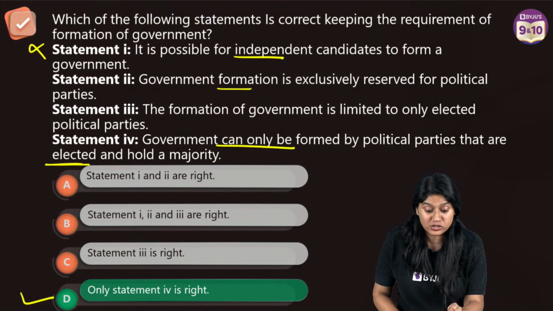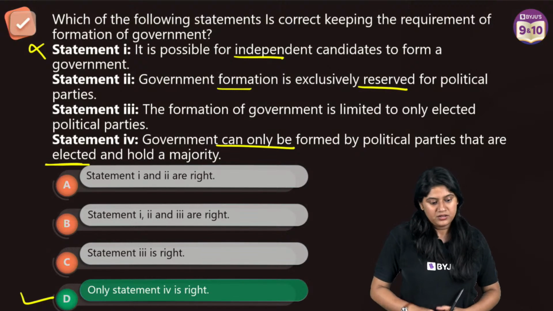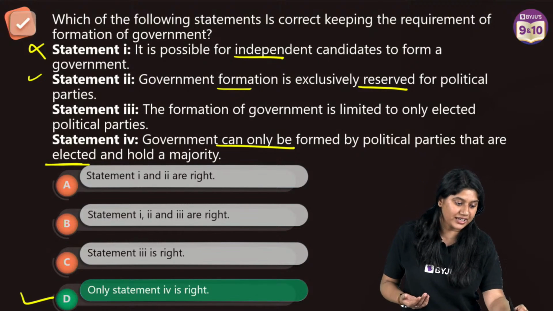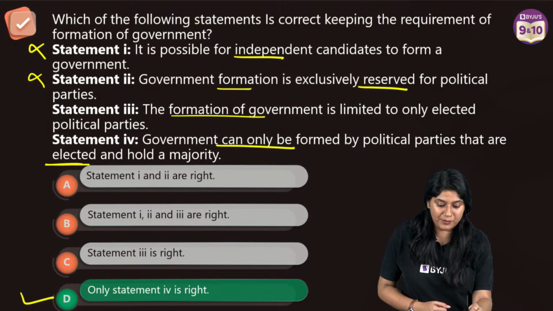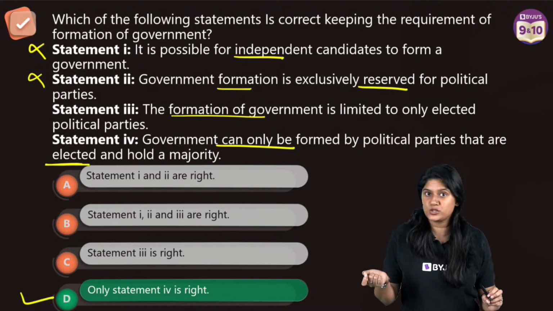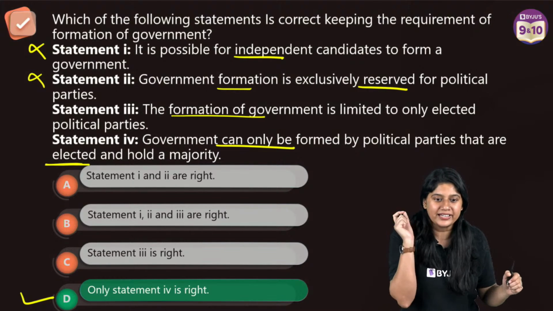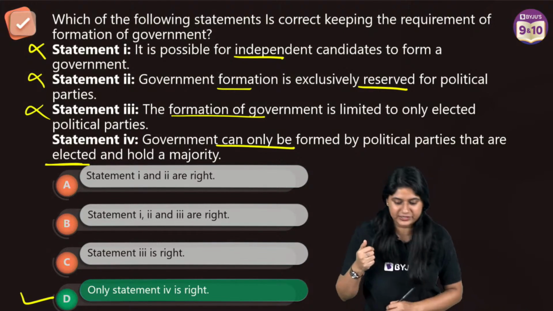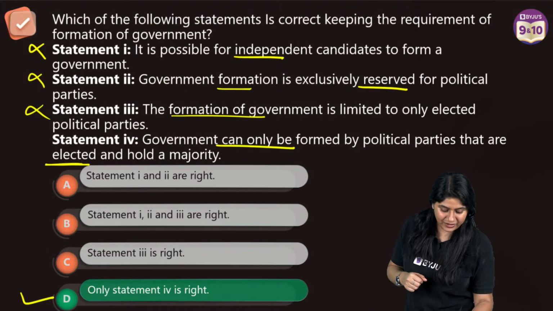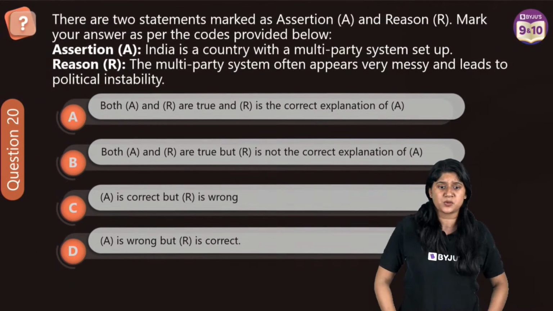Government formation is exclusive for the political parties? No, that's not the case, right? And the formation of the government is limited only to elected political parties? No, we have the coalition government idea also. So here we have the correct answer. With this, everyone, we are done with question number 19 and moving to the last question.